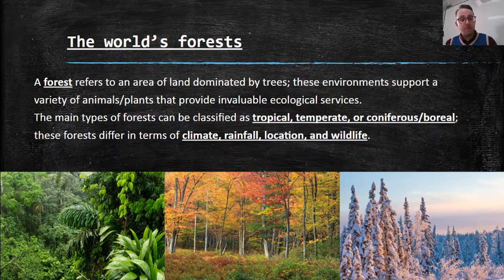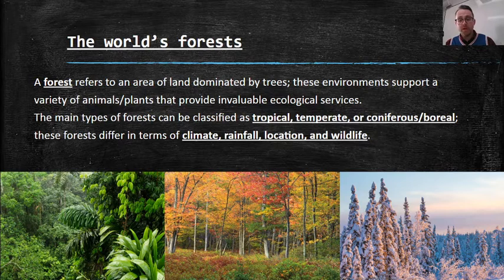And yeah, the main types of forests can be classified. You've got three. On the left here, I've got a nice tropical forest. In the middle, we have a temperate forest. And on the right, we have a coniferous or a boreal forest. Same thing, it's just different names. So you've got your nice hot ones over here, hot and wet, temperate in the middle, and then coniferous or boreal, cold. These forests differ in terms of their climate, the rainfall, the location, and the wildlife.